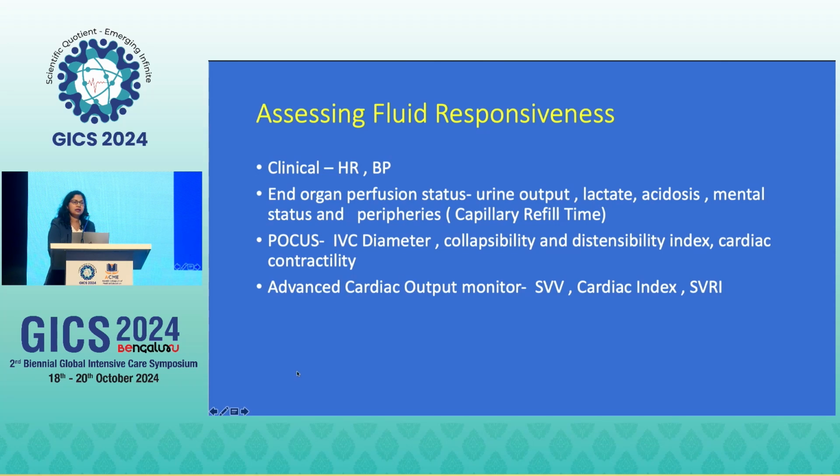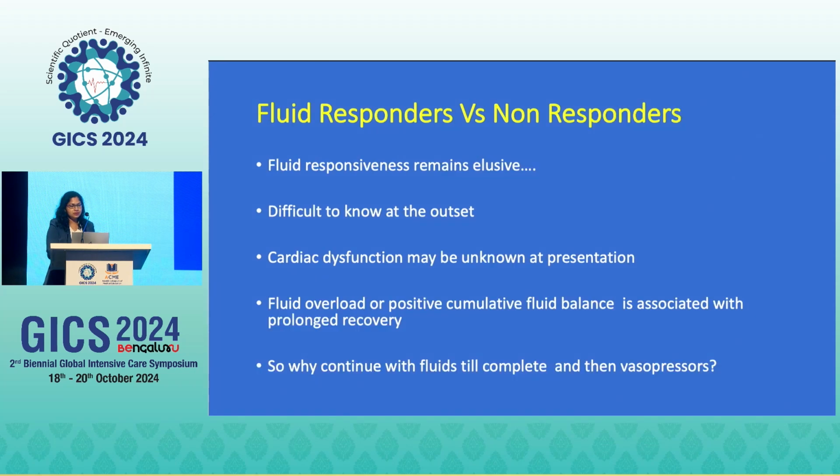Then, if you are lucky and privileged enough, you have advanced cardiac output monitors where you will get stroke volume variation, cardiac index, SVRI, etc. The moment you have these monitors, and of course these invasive lines in place, big things become very easy. The moment you give a fluid, you can see how the SVV is varying, the SVRI is varying, the cardiac output is changing, and accordingly you can customize your further steps. So remember that there are two categories of patients, fluid responders and fluid non-responders. Not everybody you give fluid to will respond, and that still remains elusive.